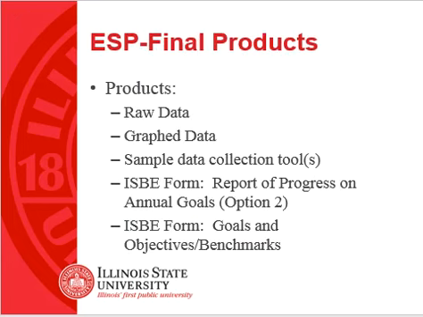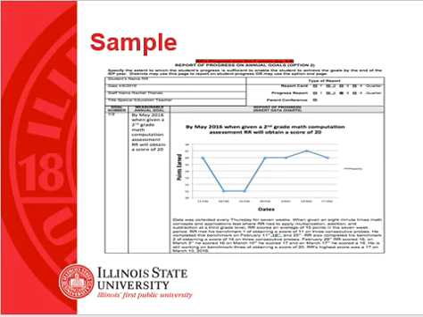The following components should be included for each student upon completion of your ESP. The raw data that you gathered, your graph data, the sample data collection tools, the ISB form for the report of progress on annual goals, which says option 2 at the top, and the ISB form that has the goals, objectives, and benchmarks. This slide shows an example of the report of progress, option 2, completed as a reference.